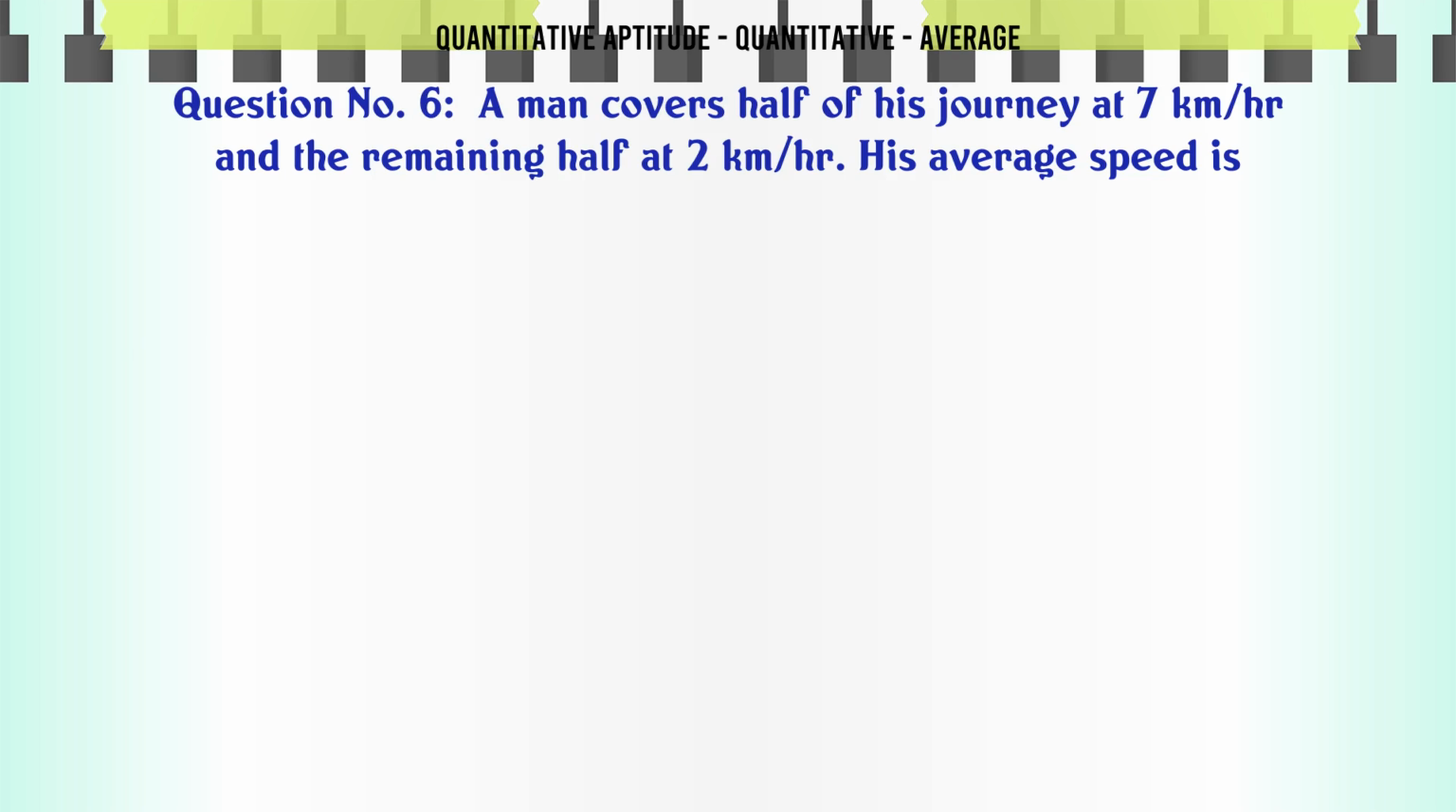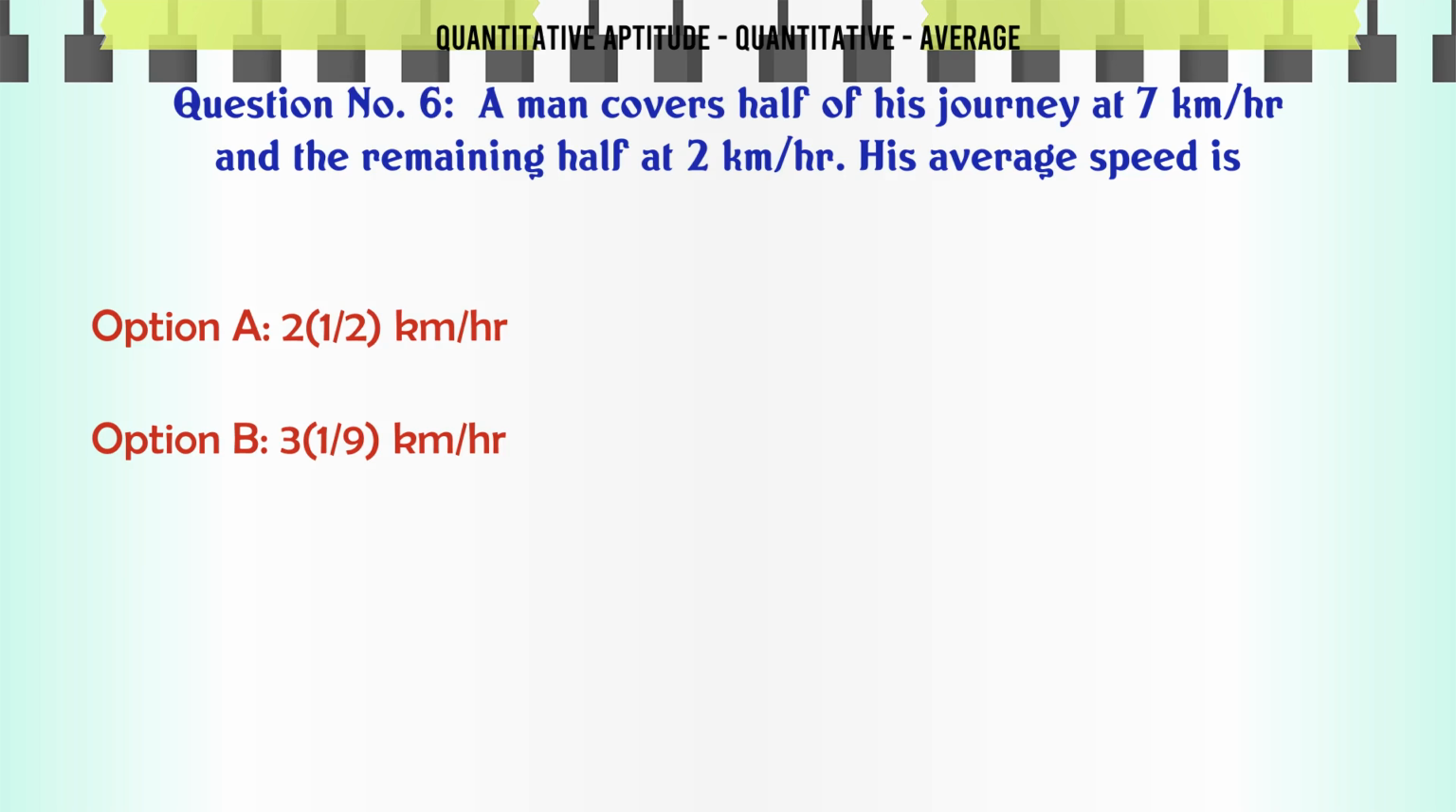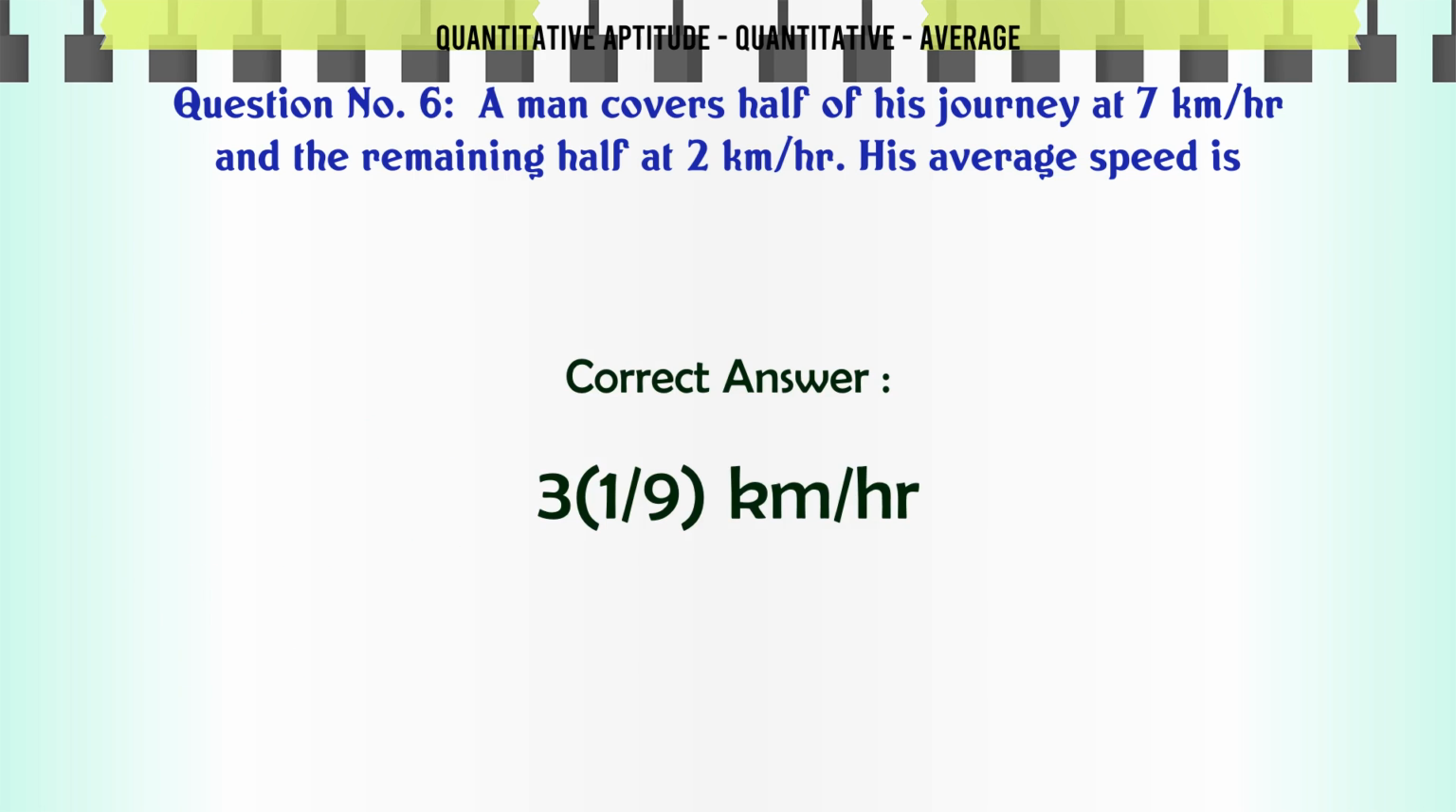A man covers half of his journey at 7 km/h and the remaining half at 2 km/h. His average speed is A 21.2 km/h. B 31.9 km/h. C 4.5 km/h. D 9 km/h. The correct answer is 31.9 km/h.